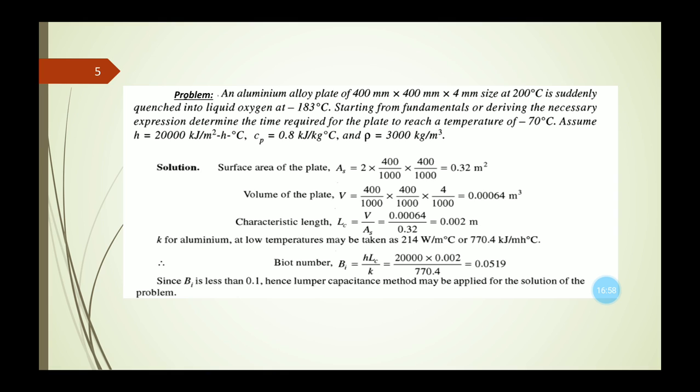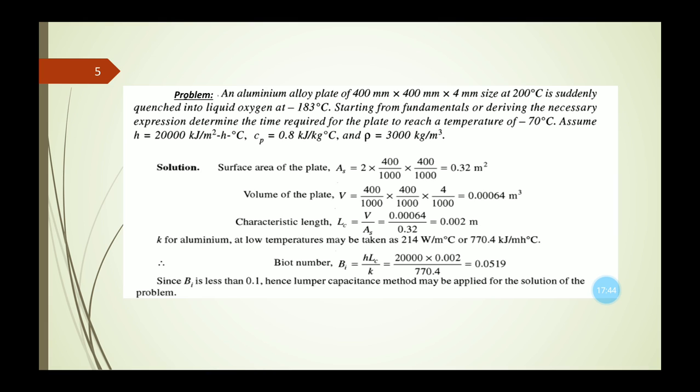Now the thermal conductivity for aluminum at low temperatures is 214 watt per meter degree centigrade, or 770 kilojoule per meter hour degree centigrade. So this is the value that we need to remember, or in some cases it may also be given in the numerical. So for this unsteady state condition, the Biot number can be calculated as hL by k. L is the characteristic length here. So these three values are known to us. The Biot number has been calculated as 0.0519.